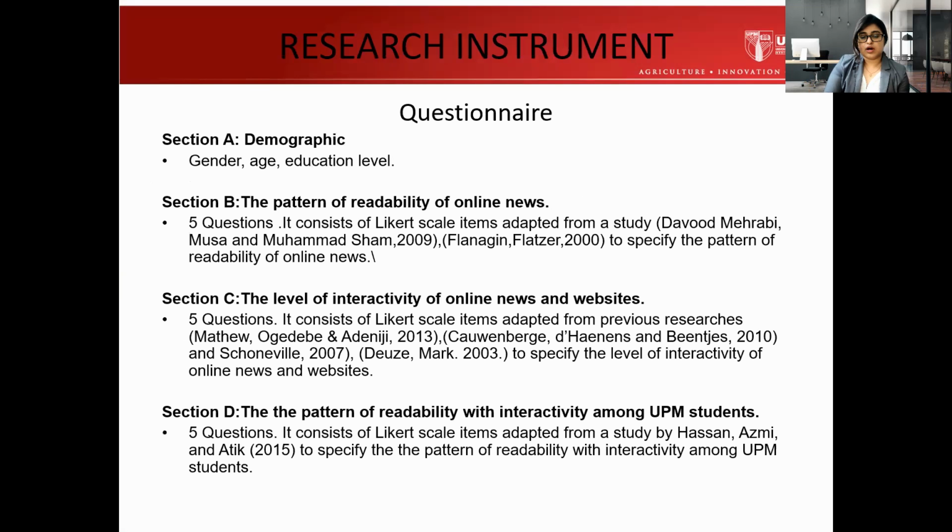All right, so for the questionnaire section, the research instrument: my first section was demographic, which has gender, age, and education level. Section B has five questions on the pattern of readability of online news. Section C, the level of interactivity of online news websites, has five questions. Section D was the pattern of readability with interactivity among UPM students, again five questions. Sections B, C, and D were all Likert scale questions, with five questions for each section.